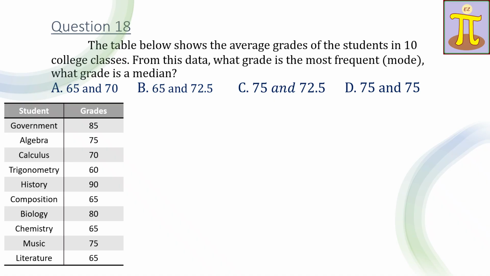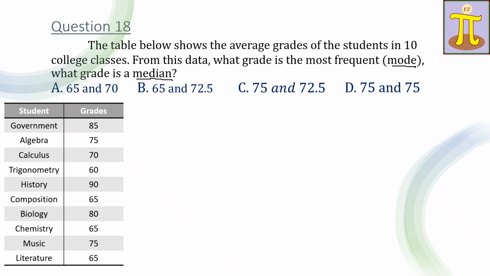Question 18. The table below shows the average grade of the students in 10 college classes. From this data, what grade is the most frequent, the mode? What grade is the median? So the first number will be the mode, and the second number in the answer choices is the median. The mode is the number that appears most frequently. The median is the center number when you list them in order from the smallest number to the highest, the biggest number.